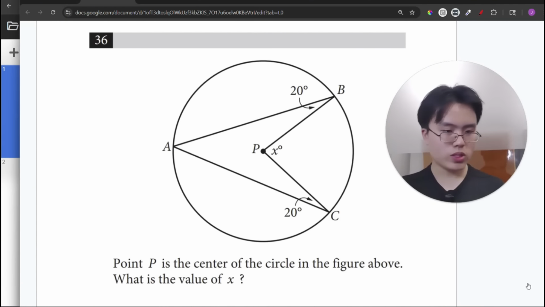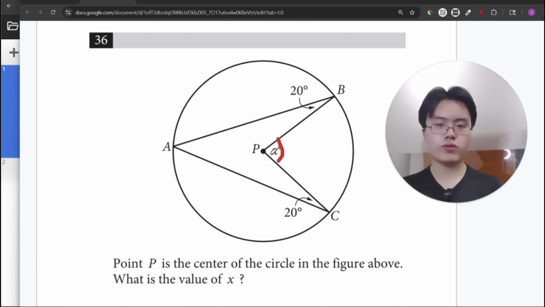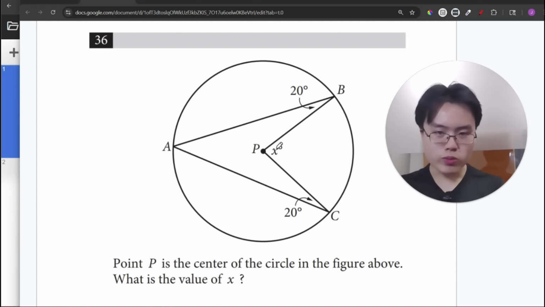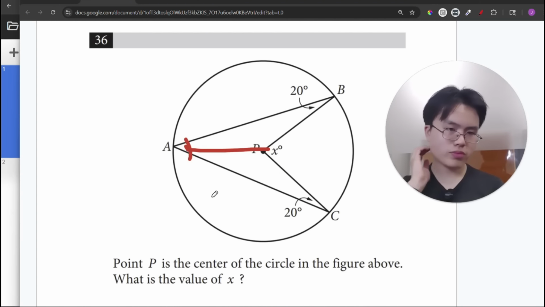Okay. Hopefully you at least attempted to think through this. It says point P is the center of the circle in the figure above. What is the value of X? We just need to find this. We're given all this. So right away you probably thought inscribed angles. But the problem is, how do you get any of these? Because an inscribed angle means this is going to be double this angle. But the problem is, how do you get this angle?